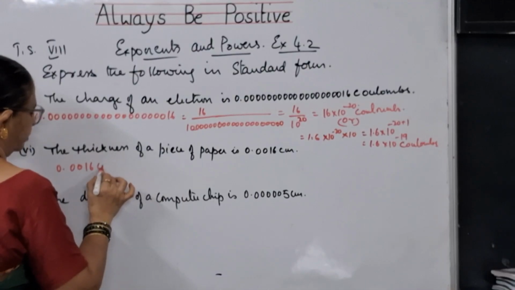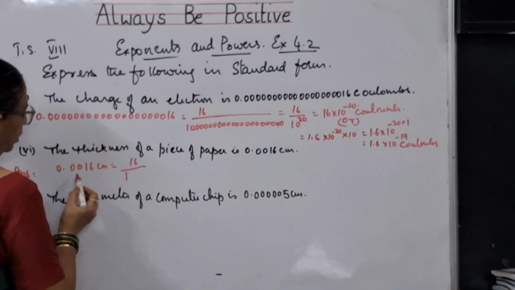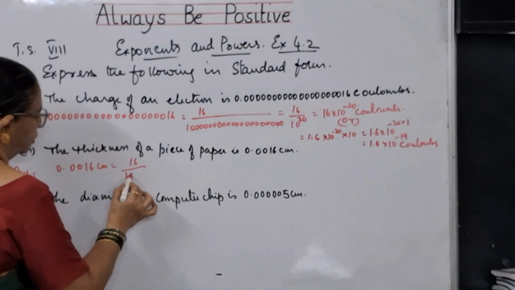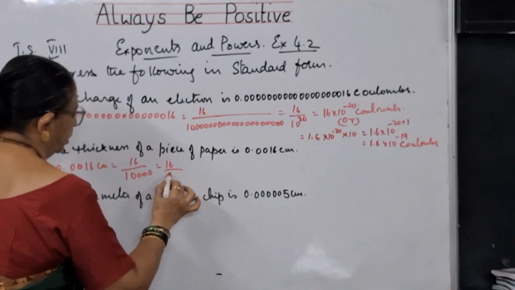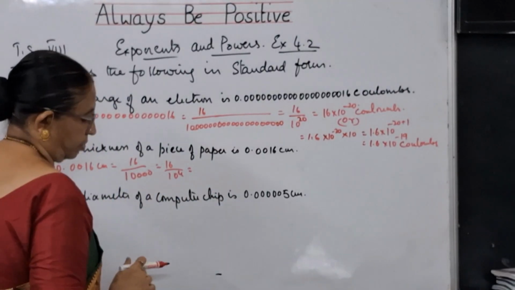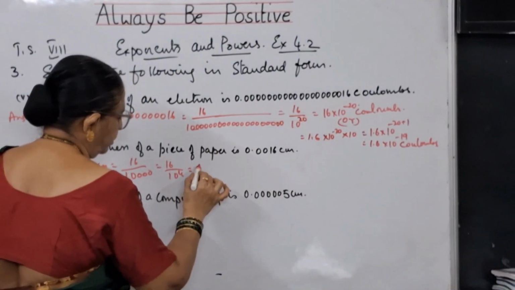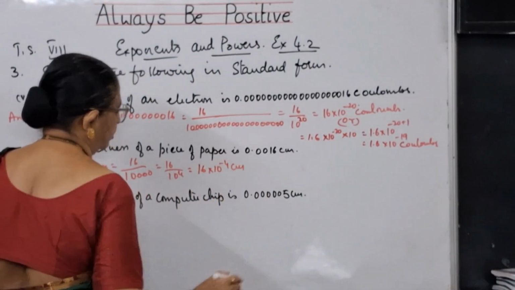0.00016 centimeters. That means 16 by, after 1 how many zeros? 1 2 3 4 zeros. That is 16 by 10 to the power of 4. That means we have got 16 into 10 to the power of minus 4 centimeters.